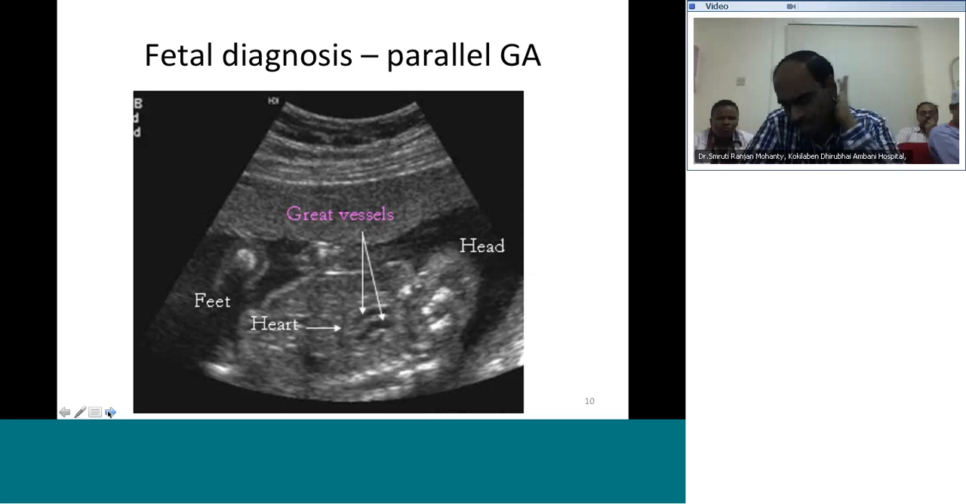It's nowadays very common to have almost all the transpositions detected by fetal echocardiography, because one of the classical hallmarks of transposition is this parallel great arteries, and this never occurs in a normal heart. So if the normal crossover of the aorta and pulmonary artery is absent, that's a classical hallmark of transposition. Transpositions are easy to pick up. So most of the transpositions get diagnosed now on fetal echocardiography.